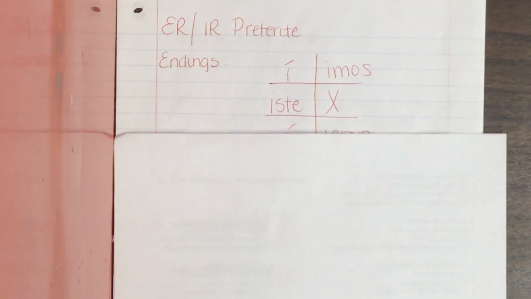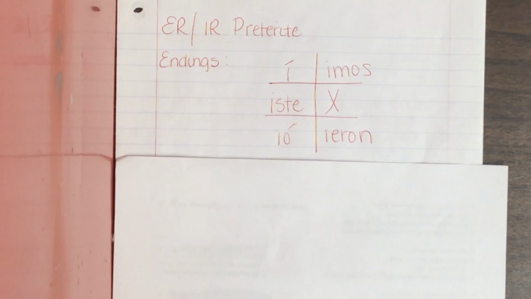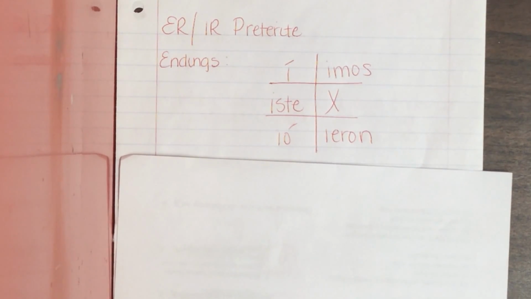It's quite similar to our AR preterite. Endings are a little different, and obviously we are not working with preterite rule numero uno. We're going to actually work with preterite rule numero dos. So to start, I'm going to give you your endings. Your endings look like this: iste, ió, imos, ieron.